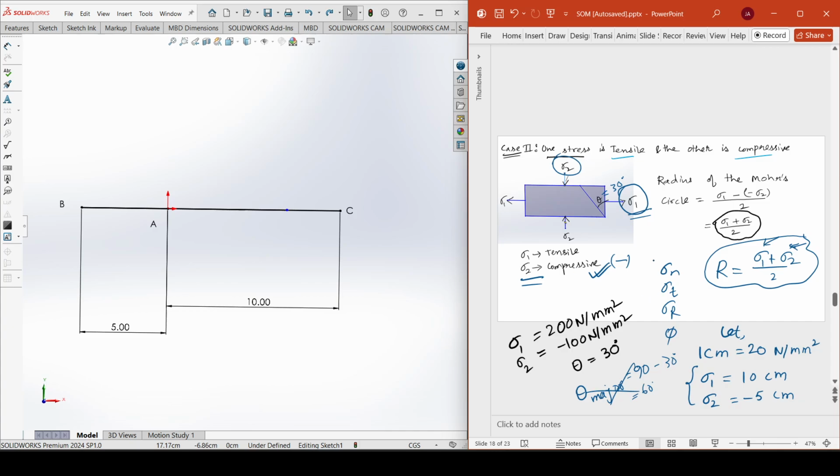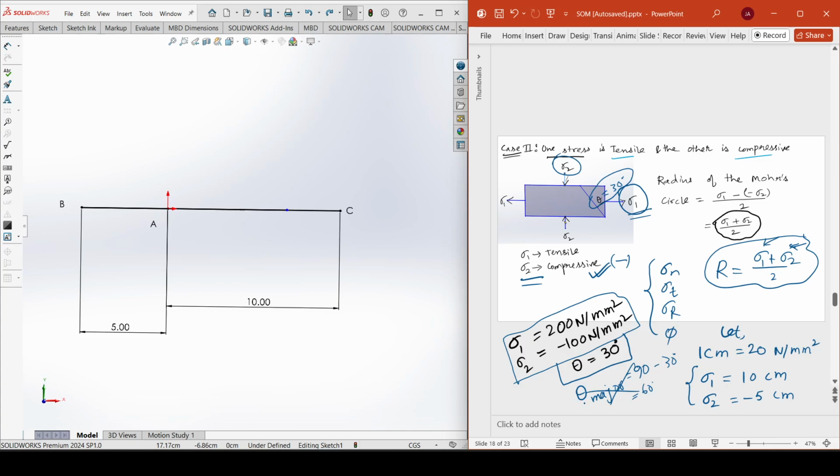In that case, if you want to find the normal, tangential, resultant and phi, you will use this formula for finding the radius. Here I have taken sigma 1 as 200 Newton per millimeter square, and sigma 2 as negative 100 Newton per millimeter square. Since sigma 2 is negative 100, which is less than sigma 1, sigma 1 will create the major stress axis while sigma 2 will create the minor stress axis. The angle theta equal to 30 degrees is given with the minor stress axis already.